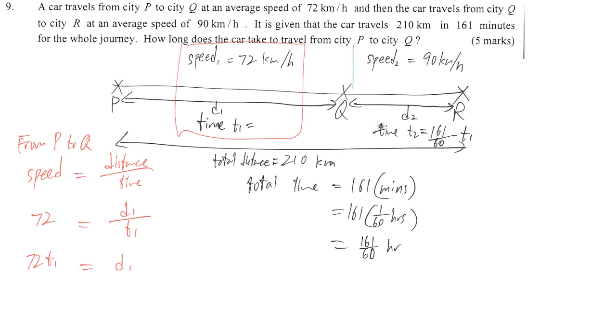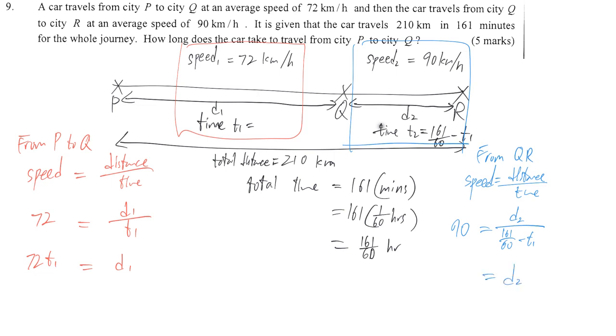Then for the other part, from Q to R, we do a similar thing. Speed is equal to distance divided by the time again. The speed is 90, the distance is d2, over the time 161 over 60 minus t1. So d2 is equal to 90 times this expression.